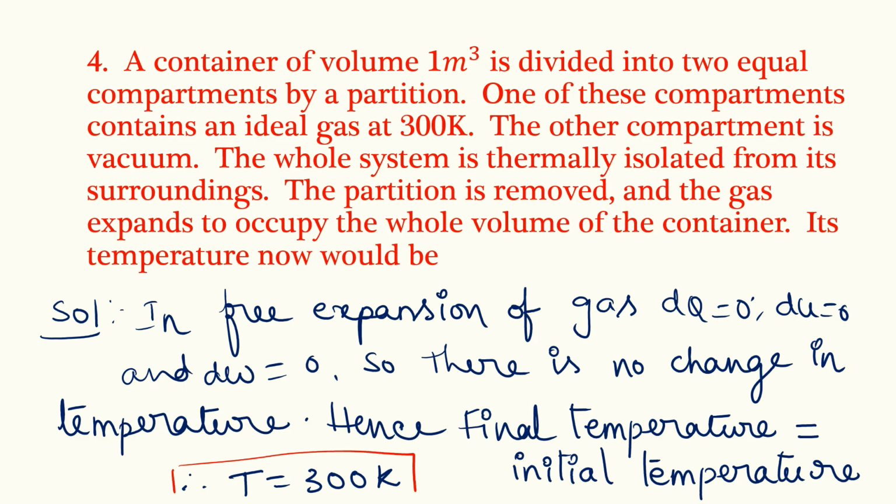So in this question they gave 300 Kelvin, this is the ideal gas temperature. In the free expansion of gas, dQ is equal to 0, dU is equal to 0 and dW is equal to 0. So there is no change in temperature. Hence final temperature is equal to initial temperature. So the temperature given is 300 Kelvin, and the final temperature is also 300 Kelvin only. Next, go to the next question, that is the fifth question.